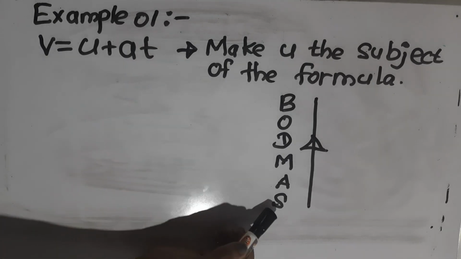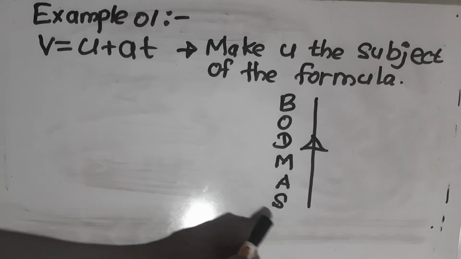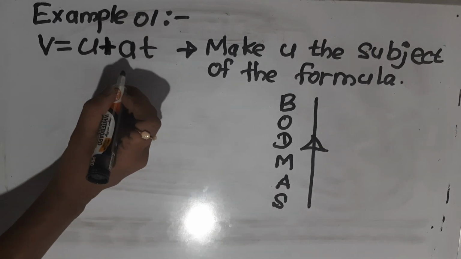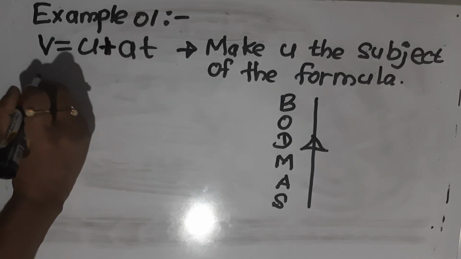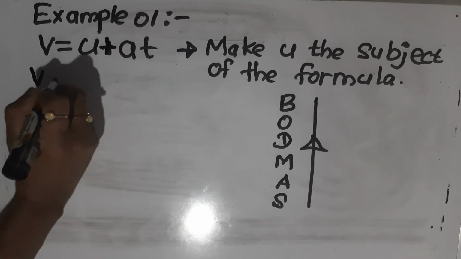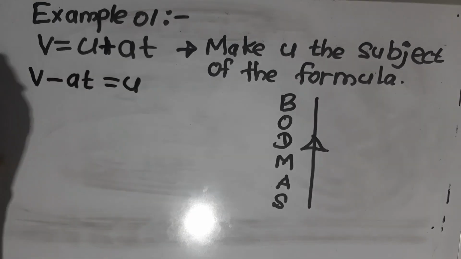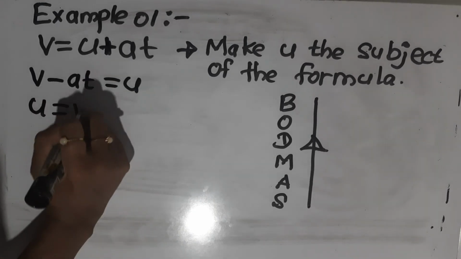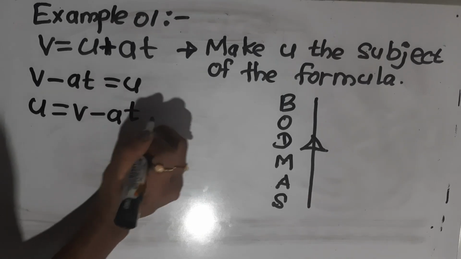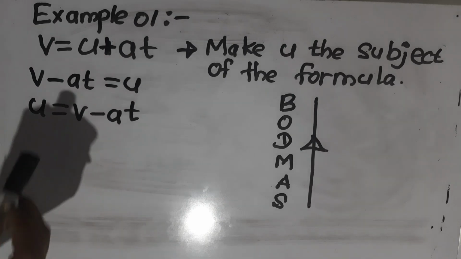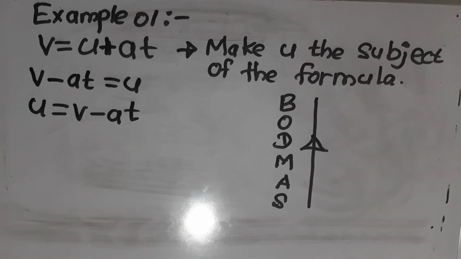So first we should remove the addition part. That means this plus at is going to the other side. That means v becomes negative at equals u. So u equals v minus at, or v subtracting at. Here u is the subject. u equals v minus at. Hope you could understand that.